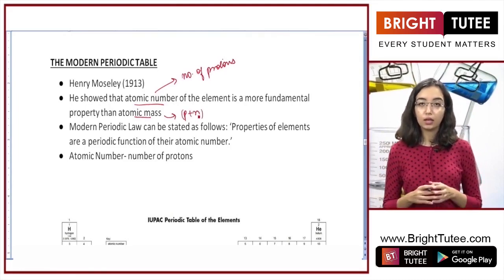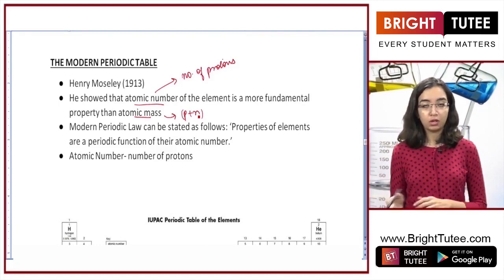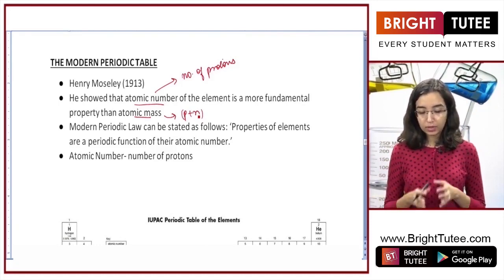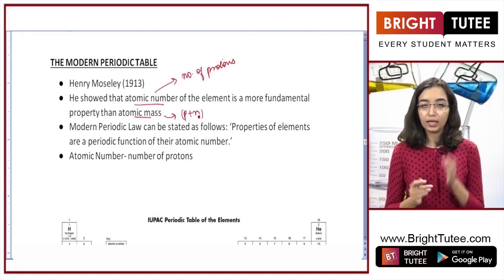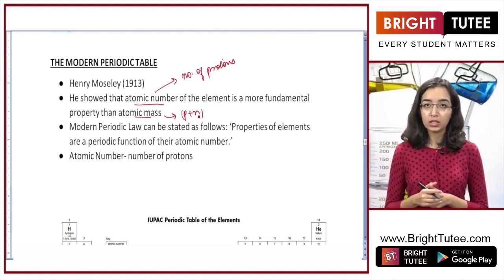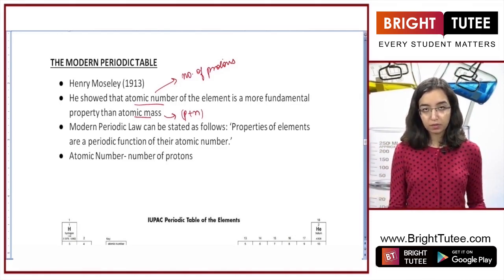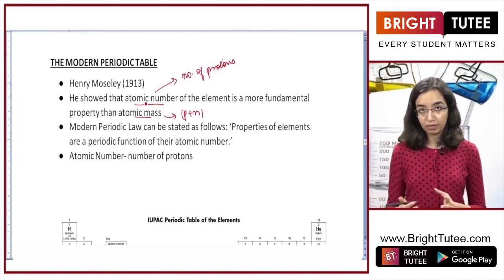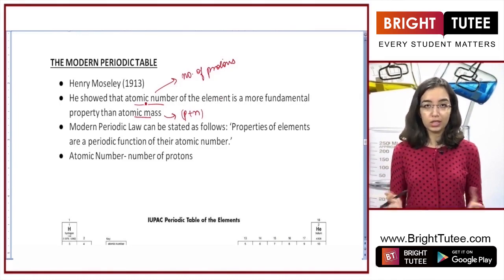He said that because the number of protons determines the number of electrons, it was a more important property, and he based his classification on atomic number instead of atomic mass, which was being used by people up until now. It was because of the development in science that we came to know that atomic number is a more relevant factor, and that is why Henry Moseley decided to base a classification on it.